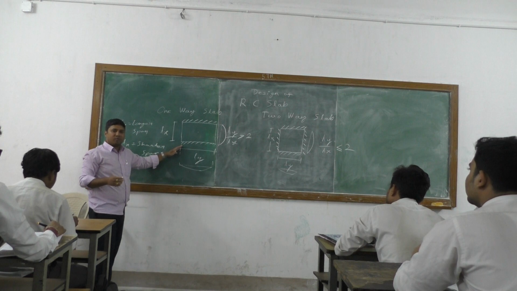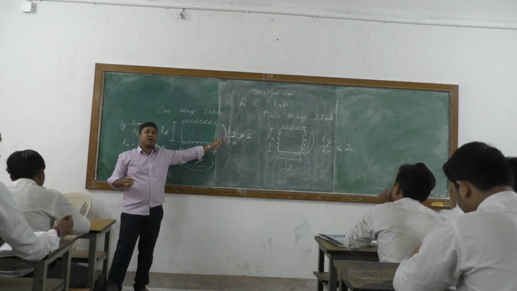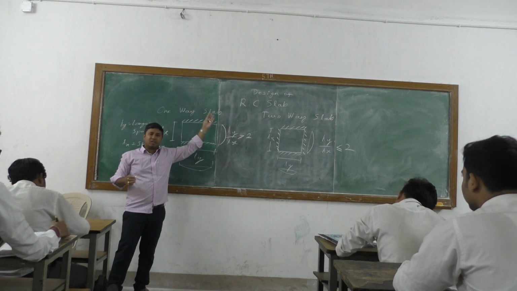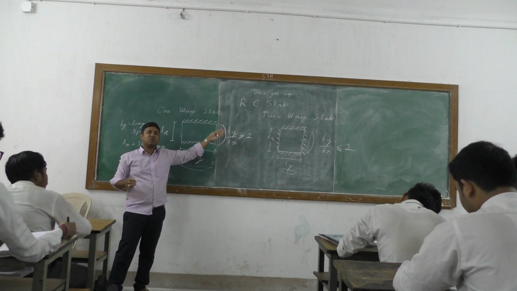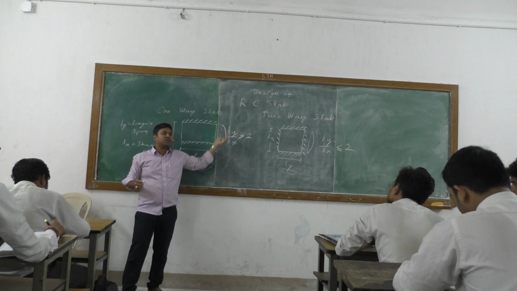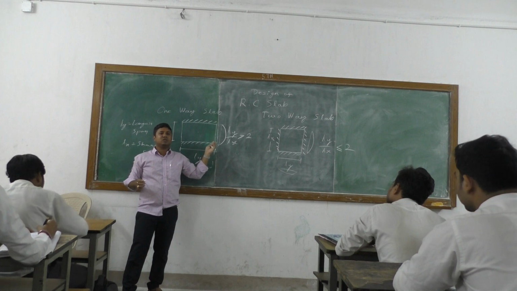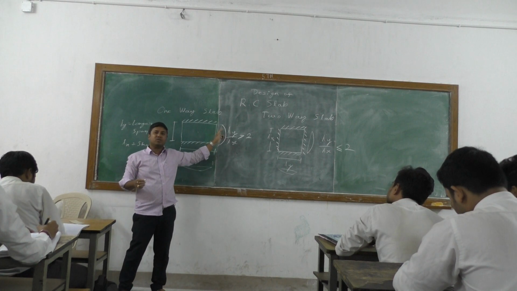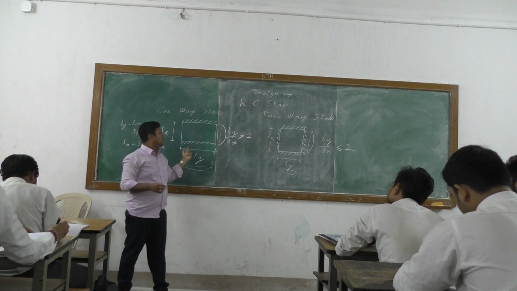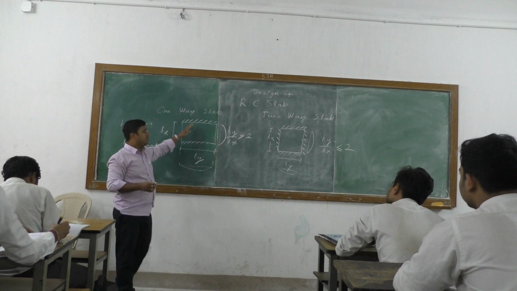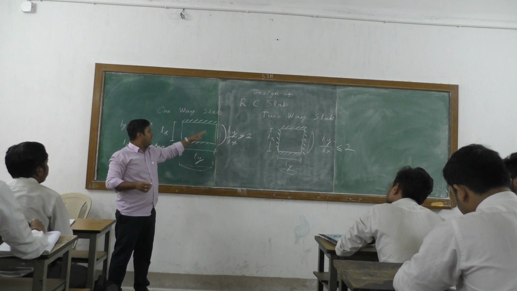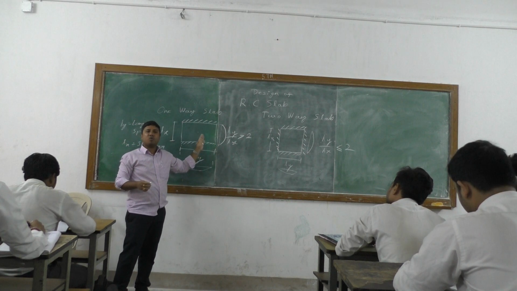Unlike the one-way slab, where the bending happens more, the radius of curvature, how much it is bending, is less for the shorter span and more for the longer span. So for this reason we will have to provide the main reinforcement in the shorter direction for a one-way slab.